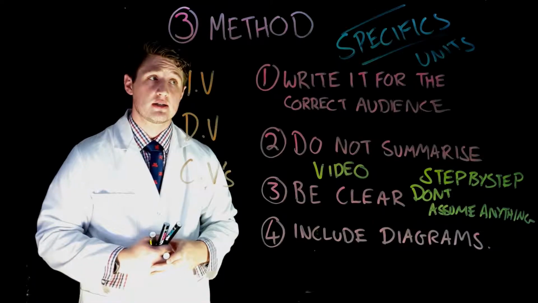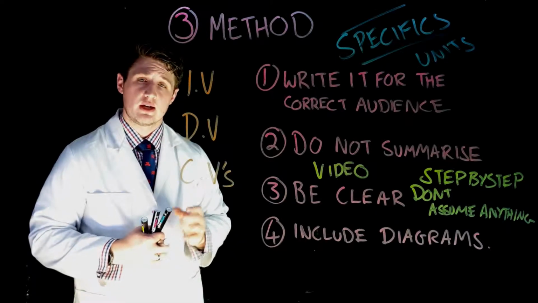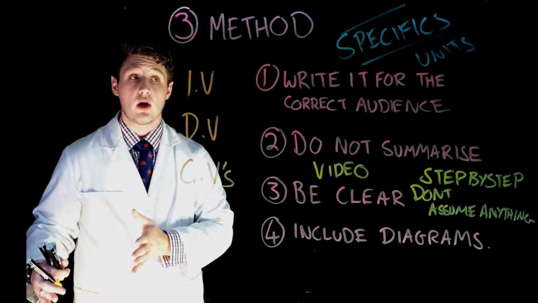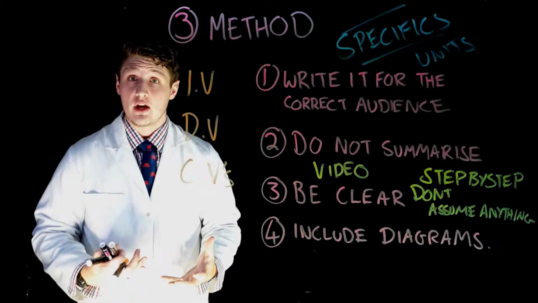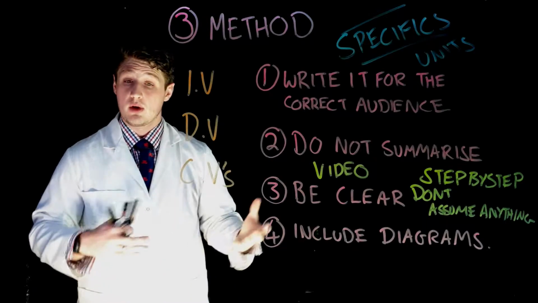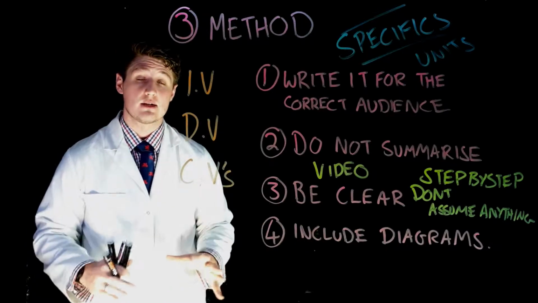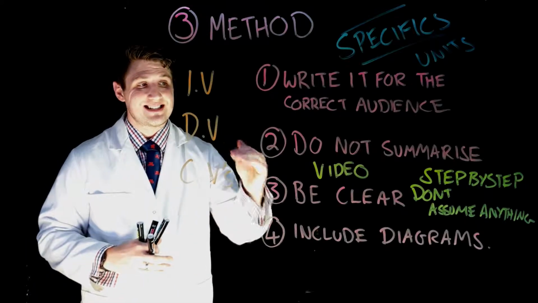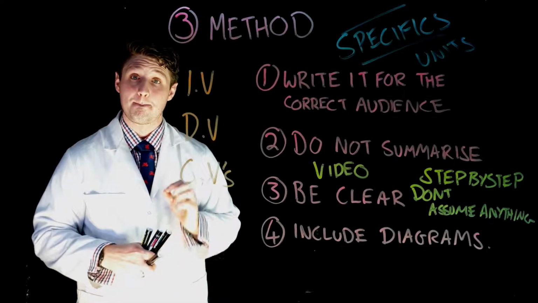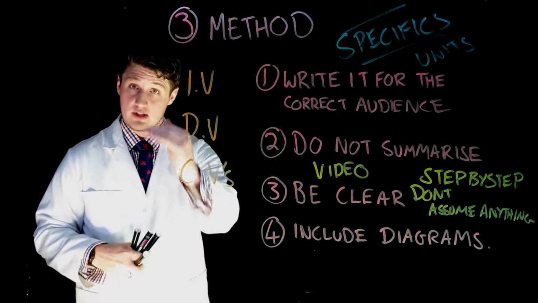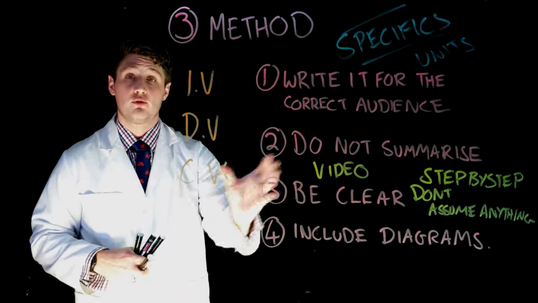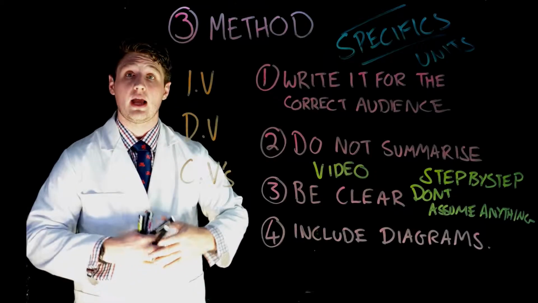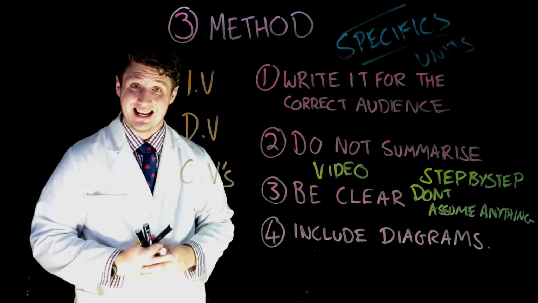So to summarize, write it for the correct audience. If in doubt, write it for the year level below you. Do not summarize and be clear. Do a video of your demonstration of your method so people can watch your video clearly and see what you're doing. If not, write step-by-step instructions and bullet point them, or write step 1, step 2, step 3. Include diagrams if a video is not an option. Again, make sure a diagram is nice and clear.